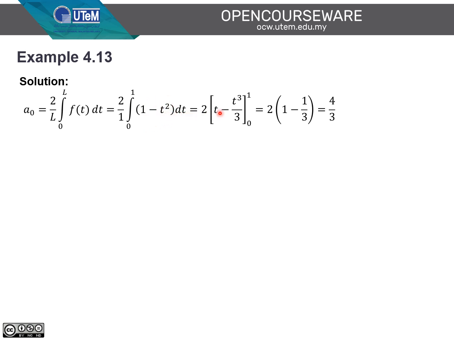We get t minus t cubed on 3 with the limit from t equals 0 to t equals 1. The substitution of the upper limit t equals 1 subtract with the substitution of the lower limit t equals 0 into the resulting integration, we obtain the answer of Fourier coefficient a naught equals 4 on 3.